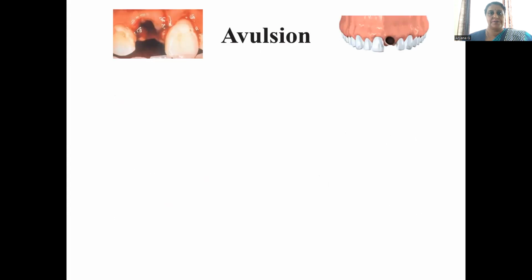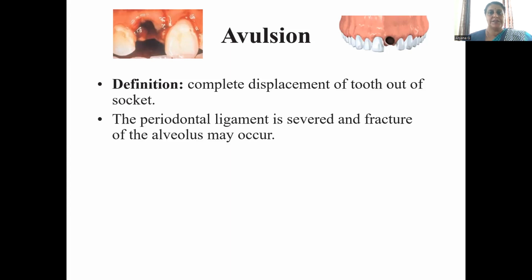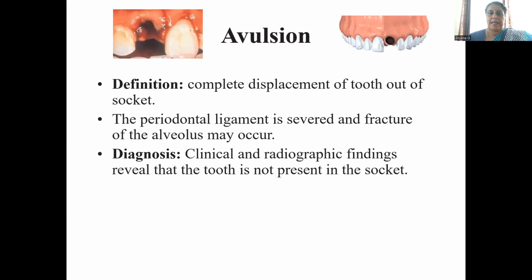Finally is the avulsion. Avulsion, by definition, is the complete displacement of tooth out of socket. The periodontal ligament is severed and fracture of the alveolus may occur. Clinical and radiographic findings reveal that tooth is not present in the socket.